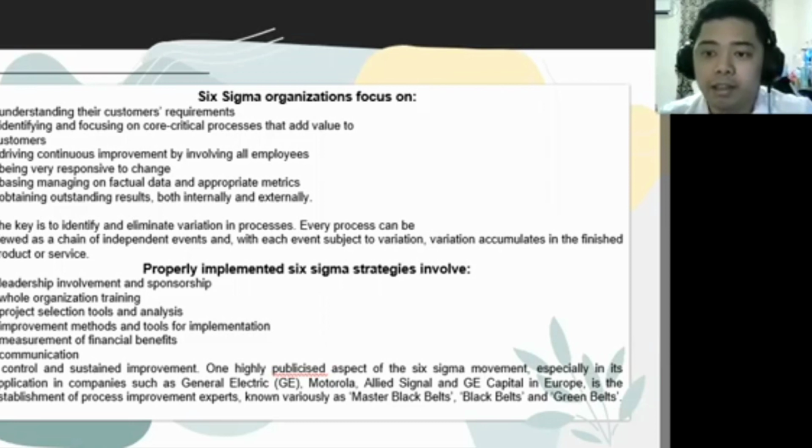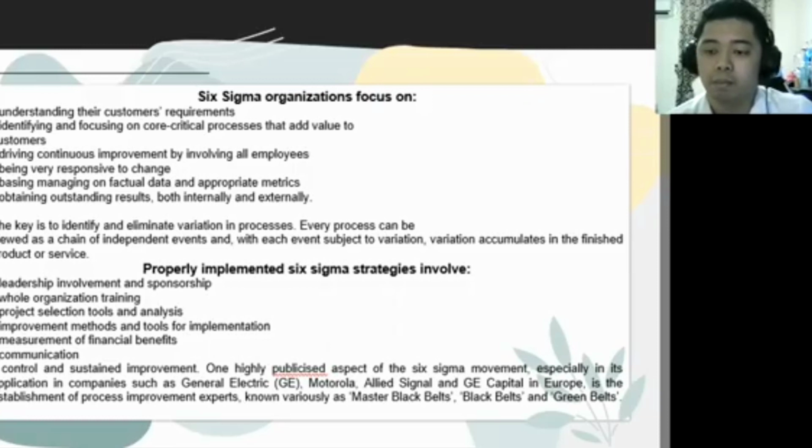The key is to identify and eliminate variation in processes. Every process can be viewed as a chain of independent events, with each event subject to variation. Variation accumulates in the finished product or service.